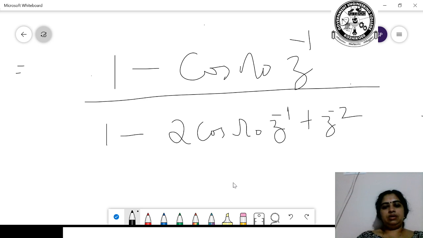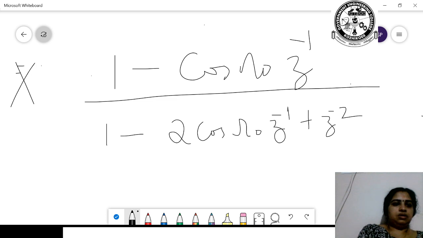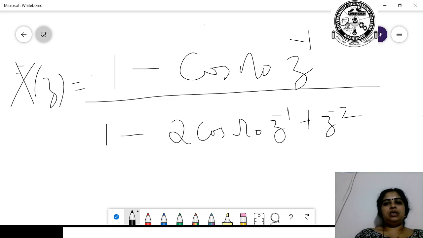You will get an answer in this way. The z transform is 1 minus cos omega 0 z raised to minus 1 divided by 1 minus 2 cos omega 0 z raised to minus 1 plus z raised to minus 2.